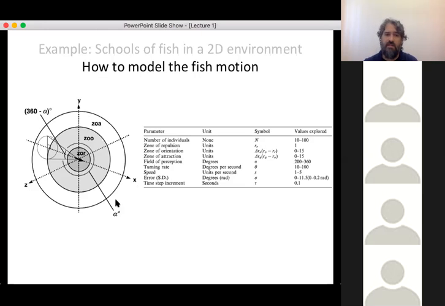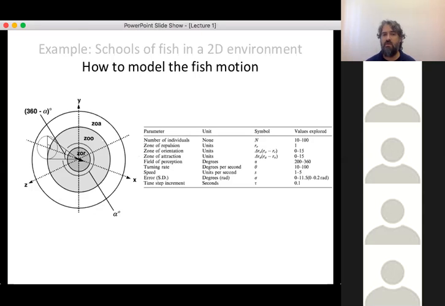And you can have, for example, a zone of attraction, which means that if the fish sees any other fish in this zone of attraction, it will not only reorient towards them but also move towards them because it wants to get closer to them. I'm not saying that every model of fish should have exactly these zones.